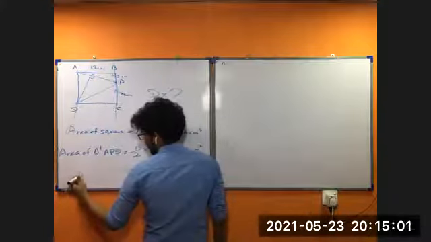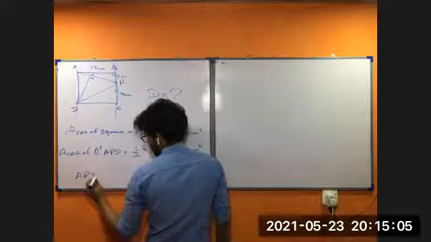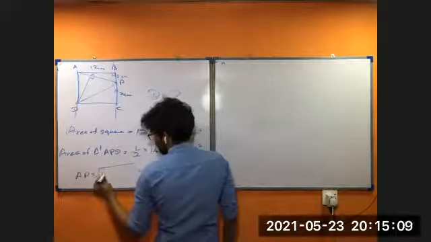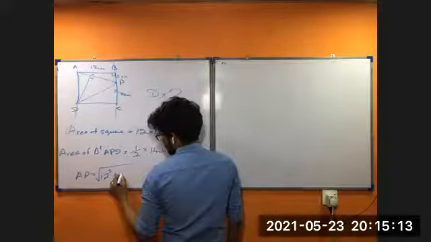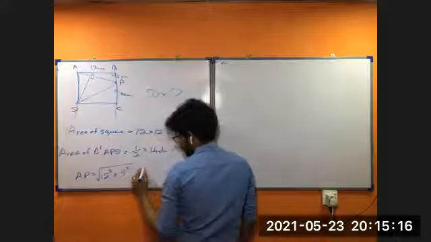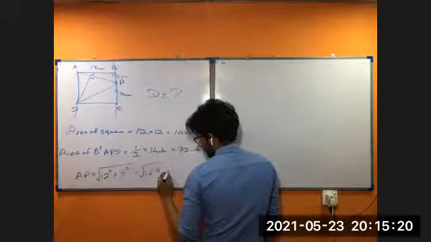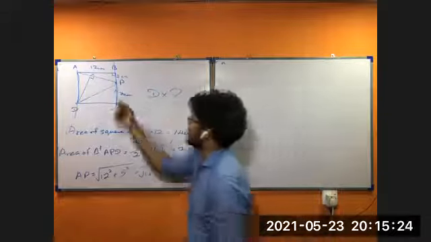So if you want to find AP, AP is equal to the square root of 12 squared plus 5 squared, which will give you the square root of 169, which is equal to 13 centimeters. So AP is 13 centimeters.